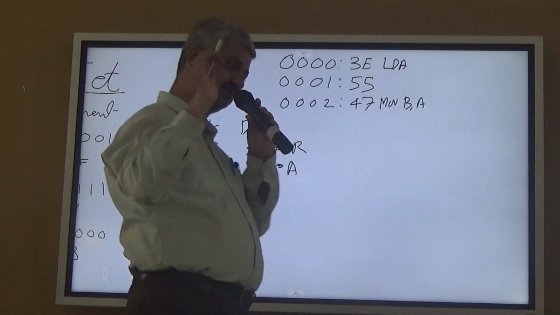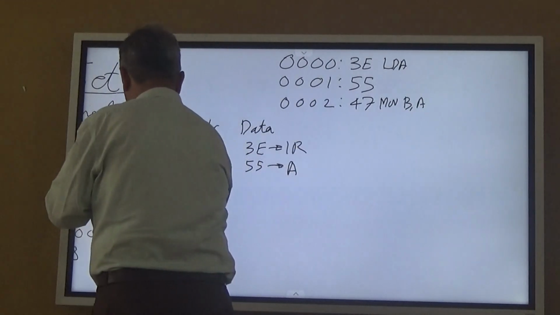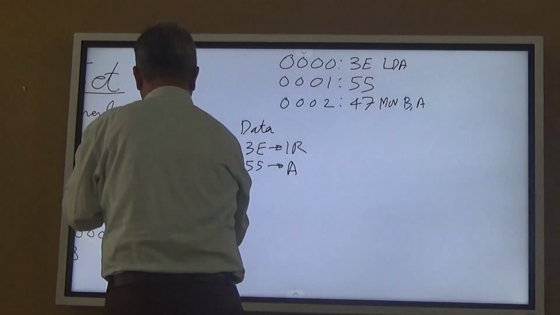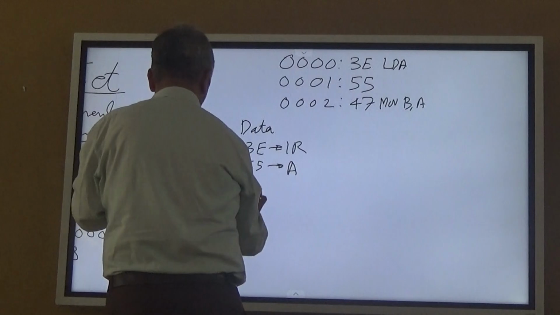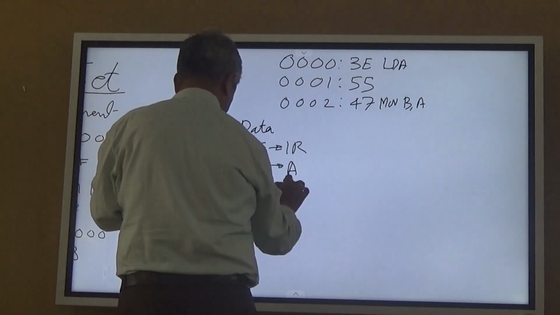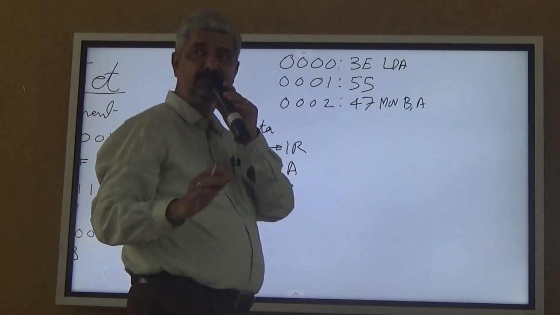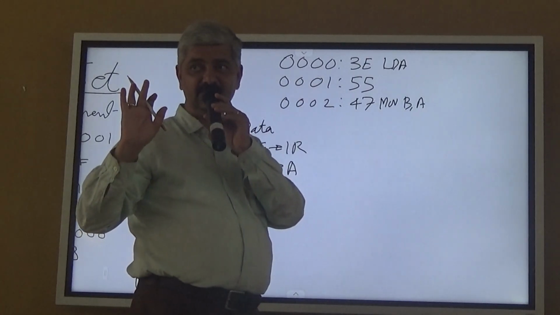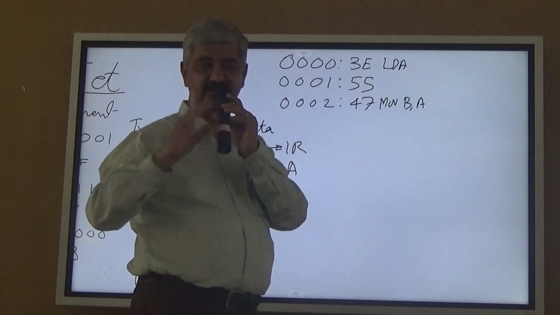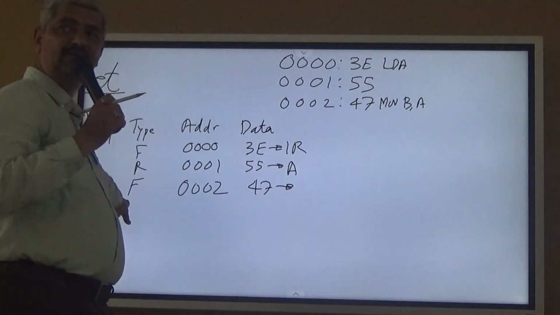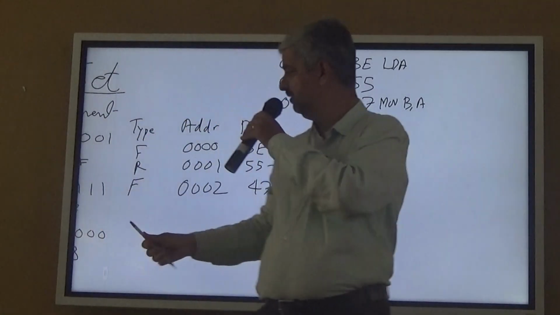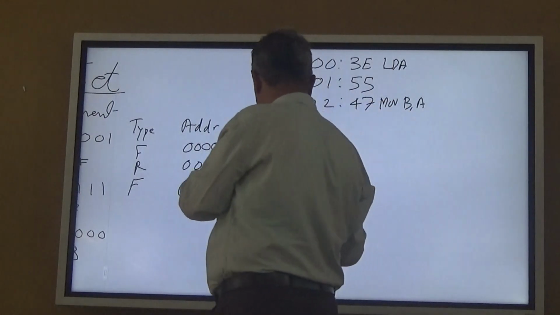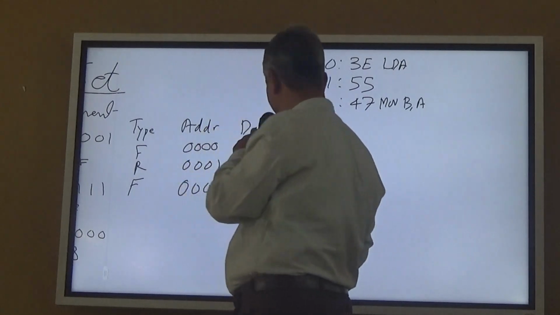Right? The next. When the execution is over, fetch will start. 0, 0, 0, 2, 47. Where it will go? 47, where it will go? What is 47? It is opcode fetch. So where it should go? Instruction register. Now you tell me what should happen next.